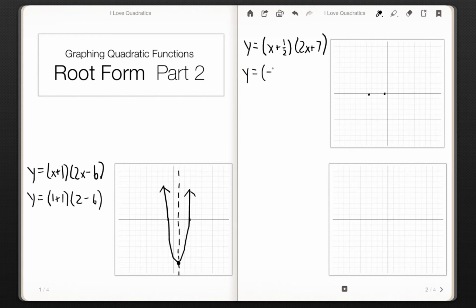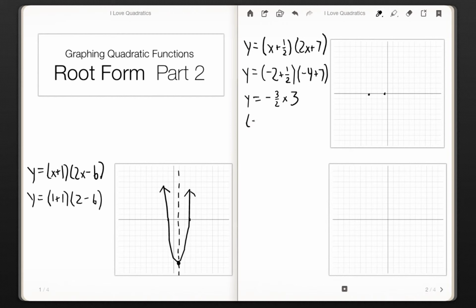So we'll get y equals -2 plus 1/2 times 2 times -2 plus 7. That's -3/2 times 3, which is -9/2. We multiplied the numerator times the constant.